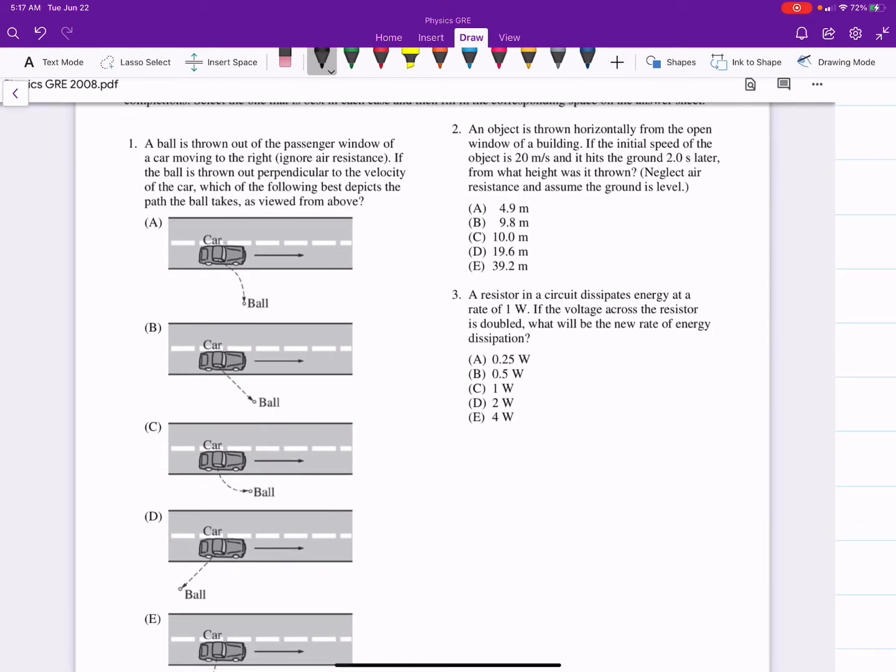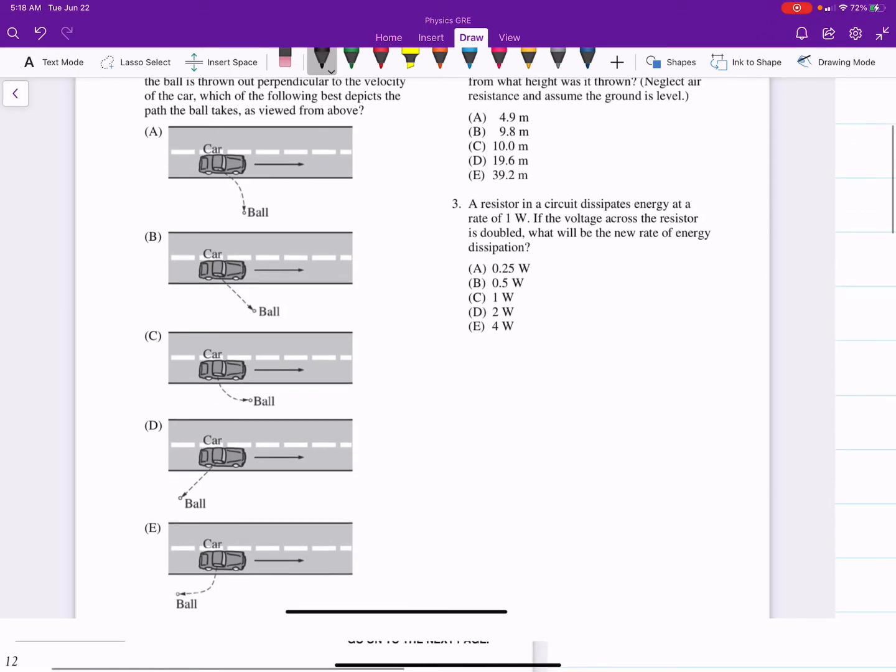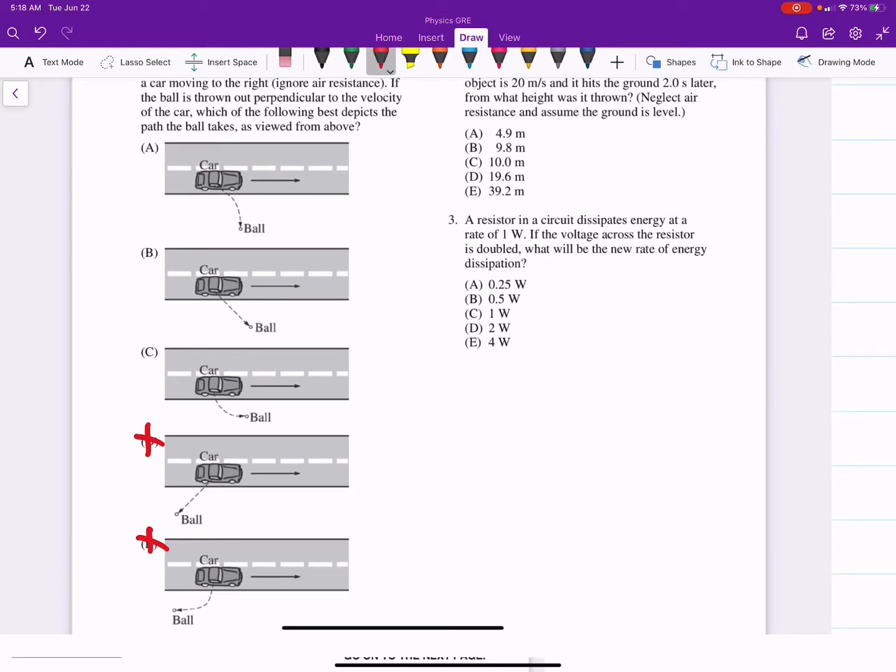So question 1 says, a ball is thrown out of a passenger window of a car moving to the right. Ignore air resistance. If the ball is thrown out perpendicular to the velocity of the car, which way best depicts the path the ball takes as viewed from above? So right off the bat, I think we can pretty easily get rid of E and D as options. That's pretty silly that if you throw the ball out, it's going to... Maybe if you didn't ignore air resistance, that might be a more accurate notion.